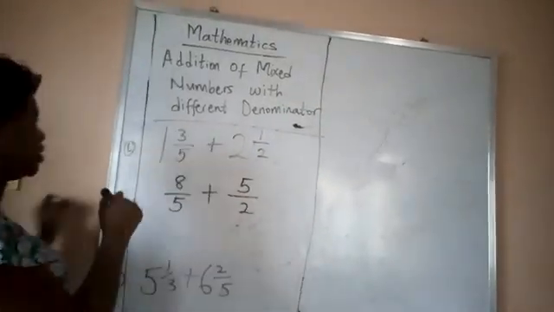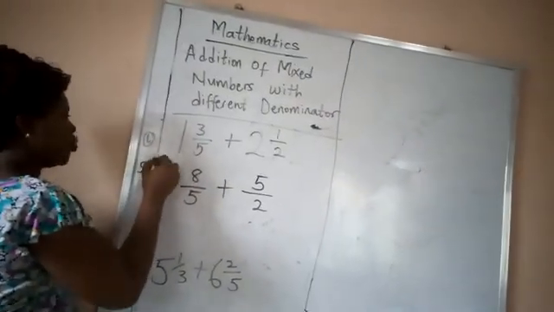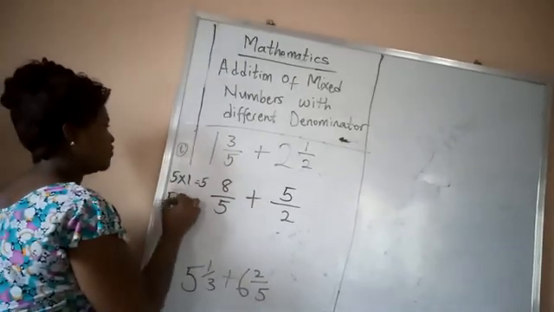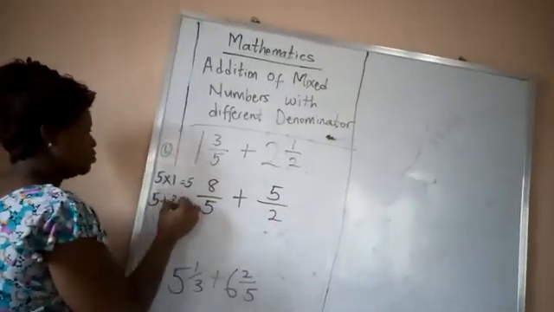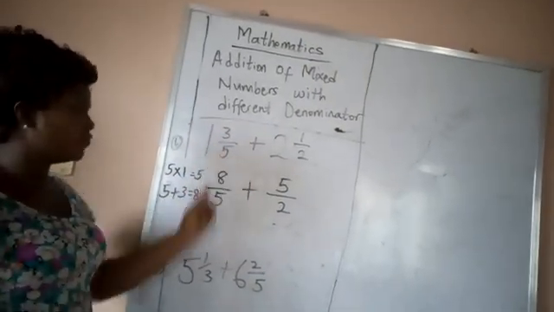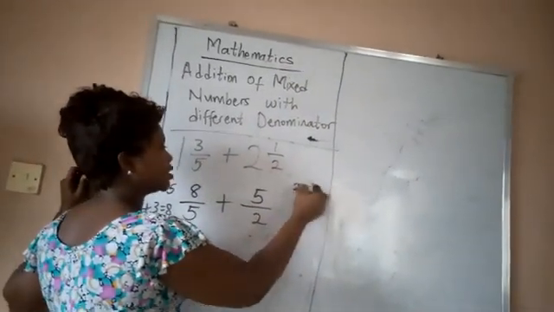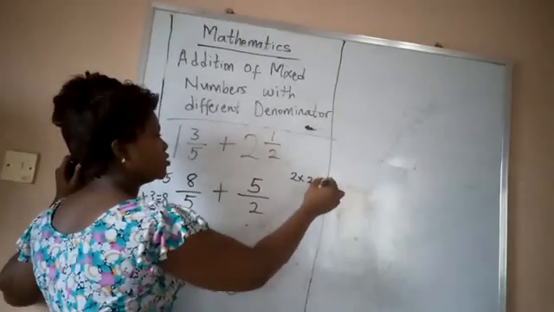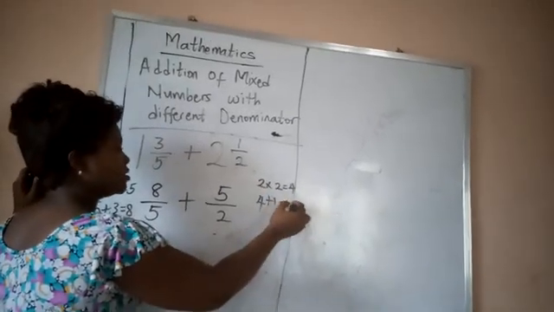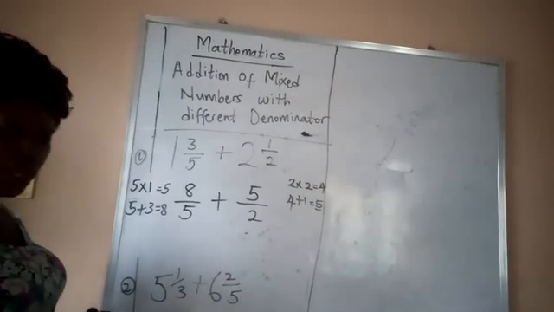Let me explain this again. In writing, you can say 5 times this 1, which is 5. Then you say 5 plus the numerator 3, which is 8. That is how we come across this 8, and you must put it over 5. Don't forget it's a fraction. Now the same way you can do this too. 2 times this 2, which is 4. Then 4 plus the numerator 1, which is 5. That's how we get this 5 over the denominator here.